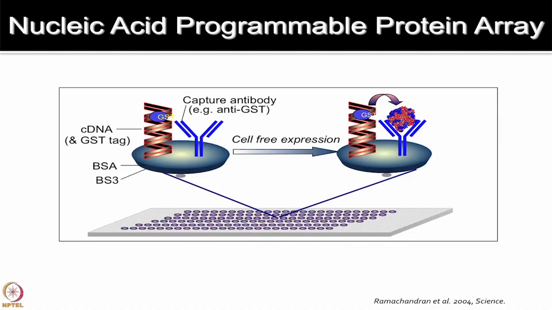After this, once you add the in vitro transcription translation mix, you are hoping that protein is going to be produced, and as you can see now the protein is produced, which has the GST tag. So, it is getting adhered to the capture antibody, which is the anti-GST capture antibody. This study was published in Science in 2004 and became a very interesting technology to do high throughput protein production on the chip directly using an in vitro transcription translation based method.